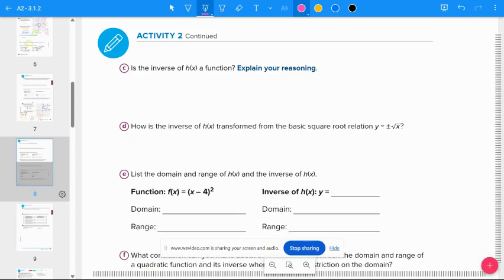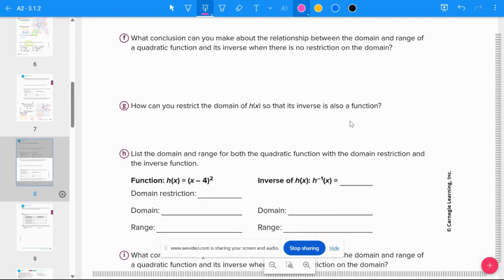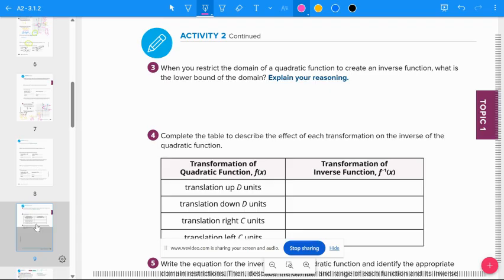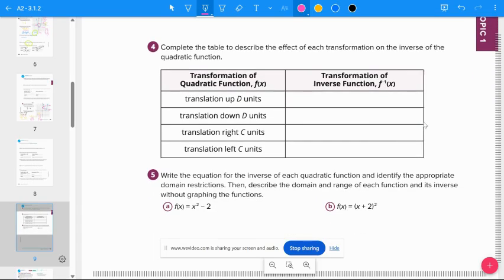So is it a function? No, it was on its side. It will not pass the vertical line test. We just said that it was going to go up. And so let's look at this next page and we're going to fill out this little chart. It says complete the table to describe the effect of each transformation on the inverse of the quadratic function. So if we're going d units up, the inverse will go d units right.